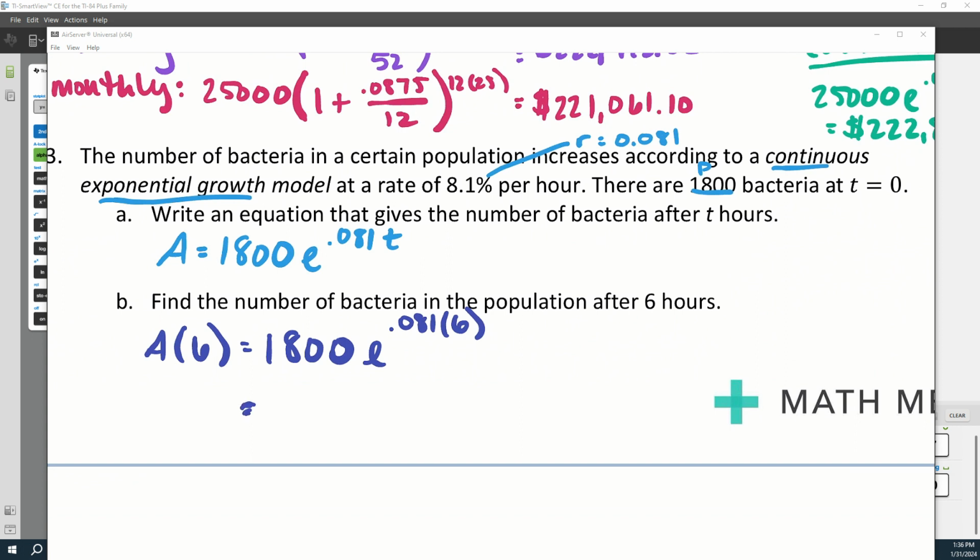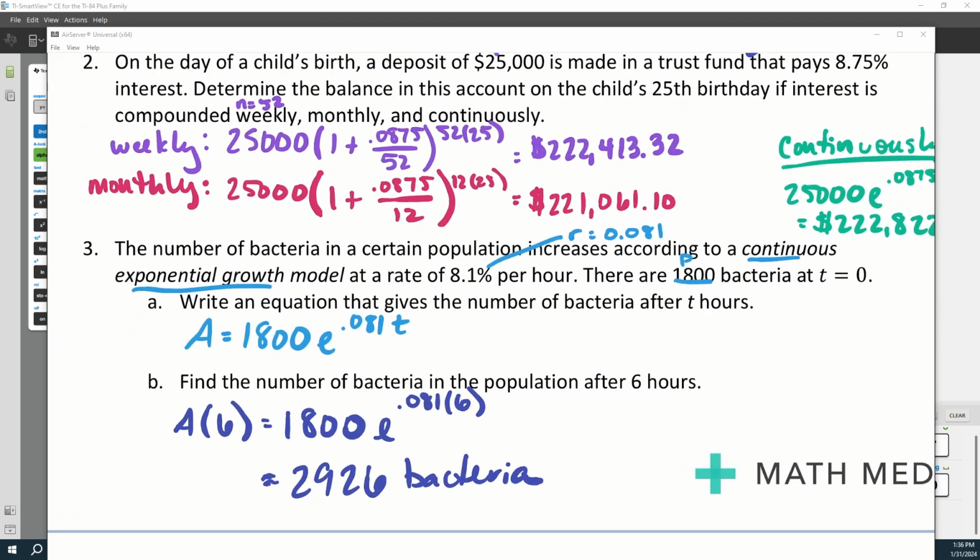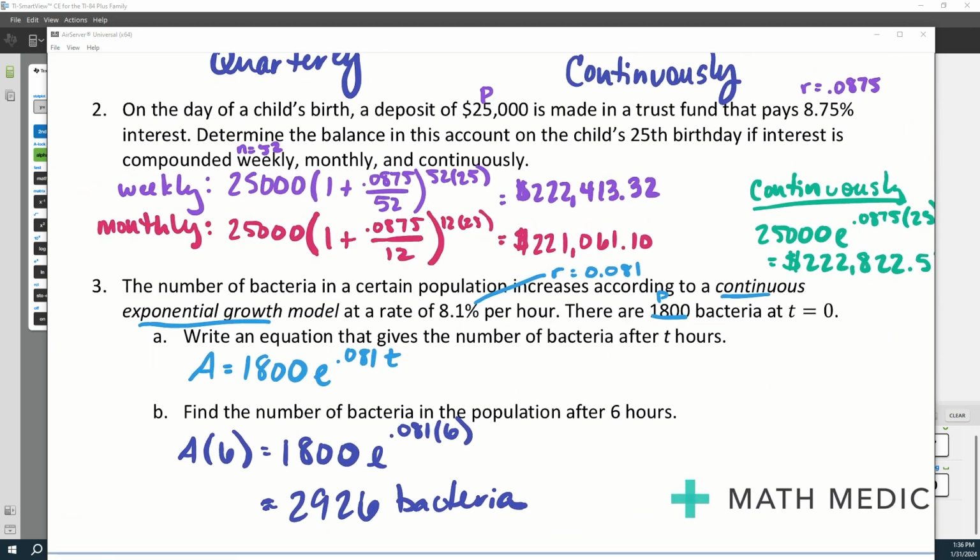So I'm going to round to the nearest bacteria. Typically on money, you round to the nearest cent. On things like bacteria or bunnies or whatever, you round to the whole number. Okay, so what questions do you guys have about exponential growth applications?